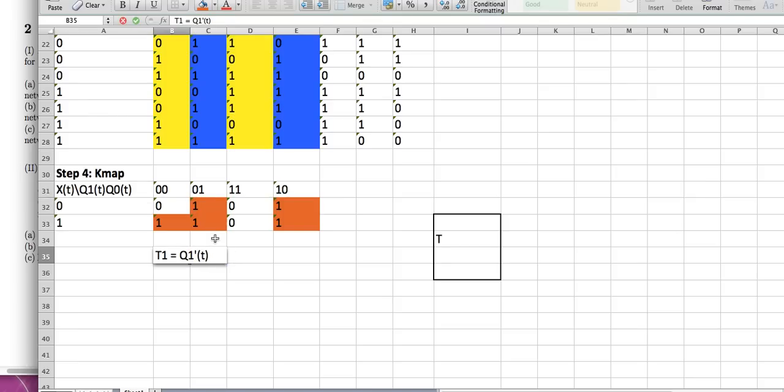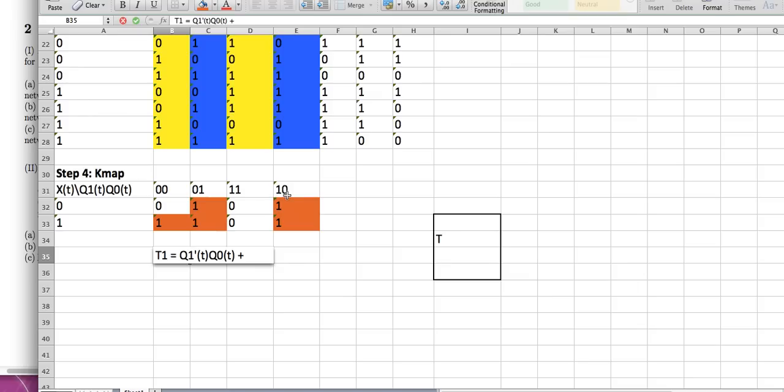Not. And then Q0 of T. Okay. So that's this one circle. Now let's look at the circle right here. They agree on both Q1 and Q0, but they don't agree on X. X is 0 for this one, X is 1 for this one.